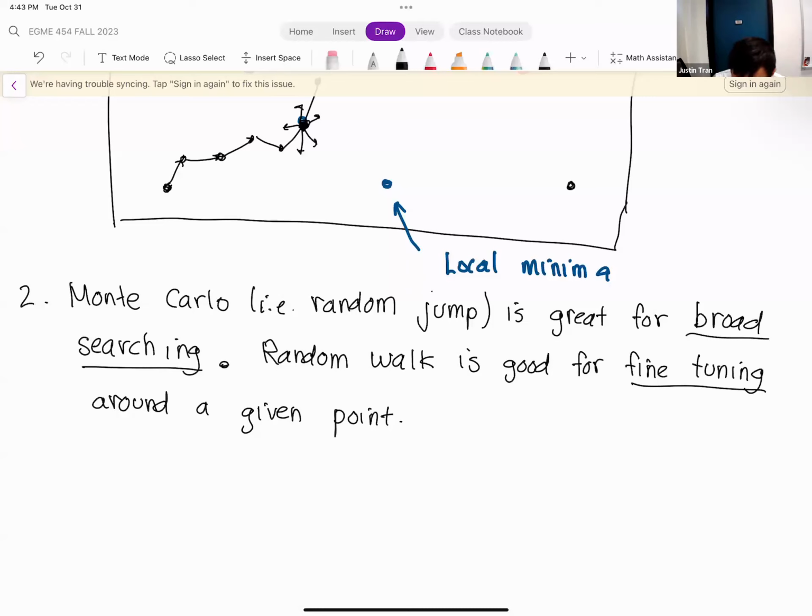What I'm getting at here is that you can combine these into one. You can combine both of their strengths together. Maybe you have a given optimization problem. You start with the Monte Carlo method where you just randomly guess everywhere, and then you take whatever you find to be the best one there. From there, you initiate a random walk. So you get the best of both worlds in that situation.